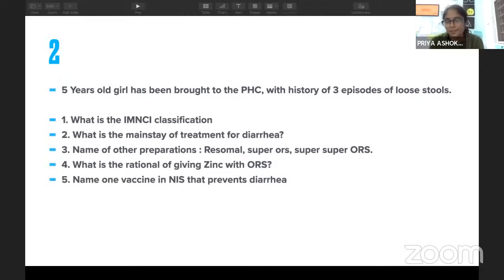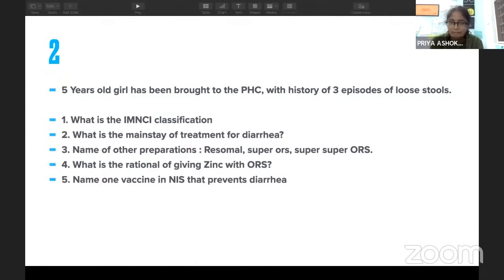Do you know what Resomal is? Rehydration solution for malnutrition. Okay. What is the rationale of giving zinc with ORS? Zinc helps in epithelial regrowth and heals the mucosa of the gut, and it also prevents water loss by inhibiting some chloride channels on the gut.